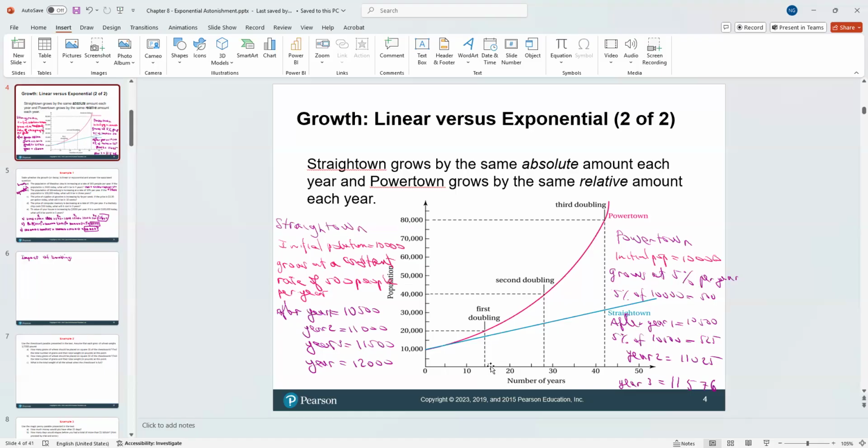So you see, every 14 years it kind of doubles, right? I mean, 20 doubles to 40, 40 doubles to 80,000. So we have an idea because after 42 years it has doubled again, from 40 to 80,000.